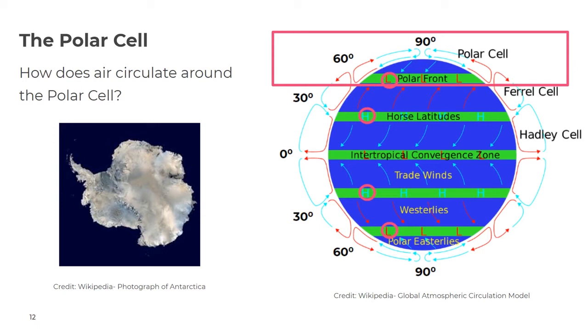Now, Antarctica, around the South Pole, is actually the world's largest cold desert, and that is because there is very little moisture in this area, and that is due to the high pressure that occurs at 90 degrees south of the equator.